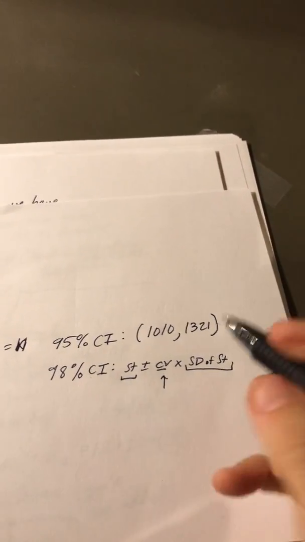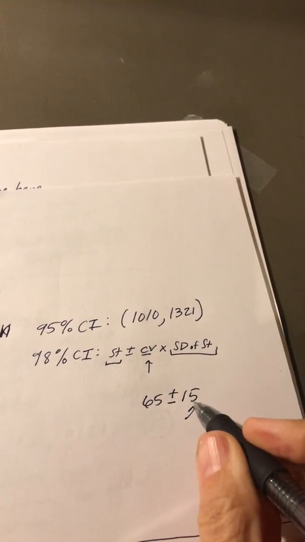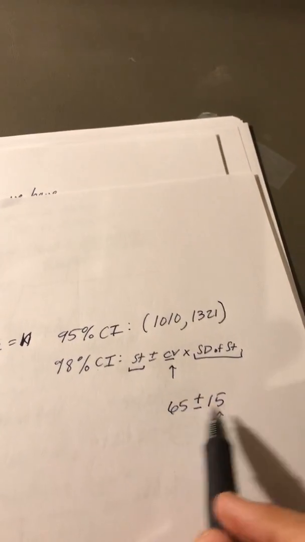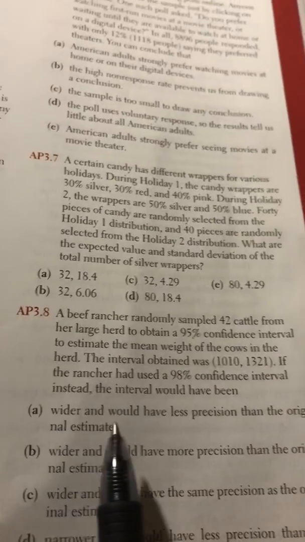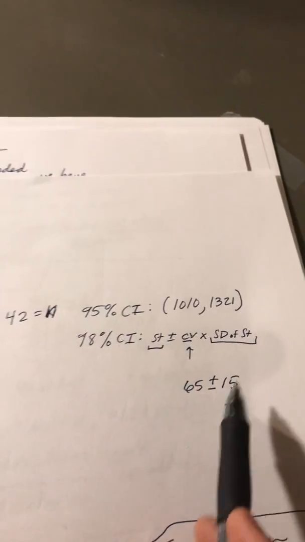I gave that example of guessing what the weather was going to be like. If I had to guess that today's temperature was going to be 65 degrees, it was cold today, plus or minus 15 degrees. If I increase this margin of error, which is critical value times the standard deviation of the statistic, I am being less precise. And my interval is wider, which is another reason why our answer is A. So feel free to write this if you got the question wrong, or the explanation that makes sense to you. Okay, last one we'll do, and then I'll put the next one on the next video.